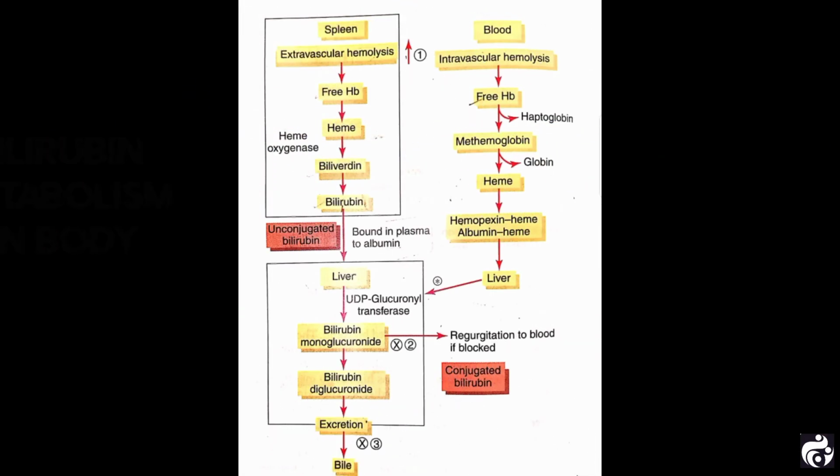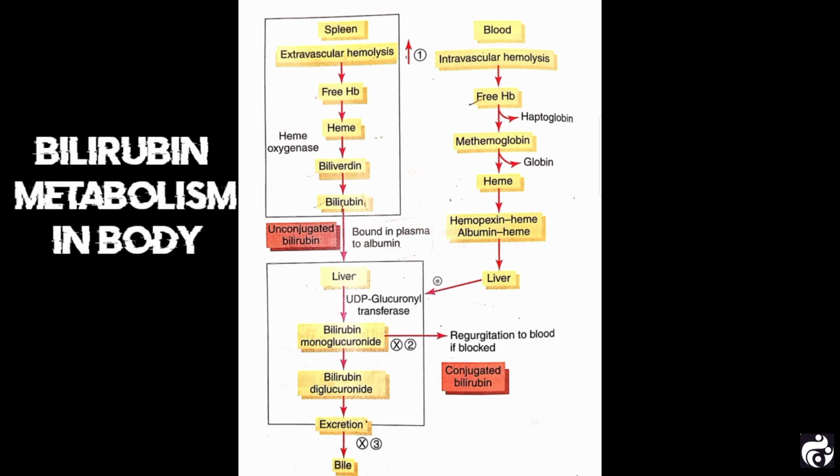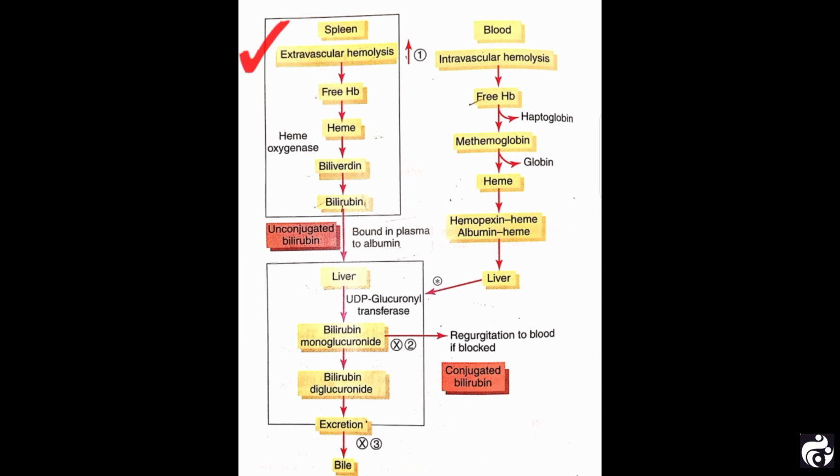Now let's take a look at this flowchart about the bilirubin metabolism in the body. It all starts inside the spleen. Spleen is the usual site for extravascular hemolysis. Here, bilirubin is formed from biliverdin. This bilirubin formed here is transported as unconjugated bilirubin in the plasma. Here in the plasma, unconjugated bilirubin binds to albumin for its transport to the liver. Without albumin, it cannot move inside the plasma. Then, in the liver, it turns into conjugated bilirubin to form a soluble bilirubin that is excreted into the bile.